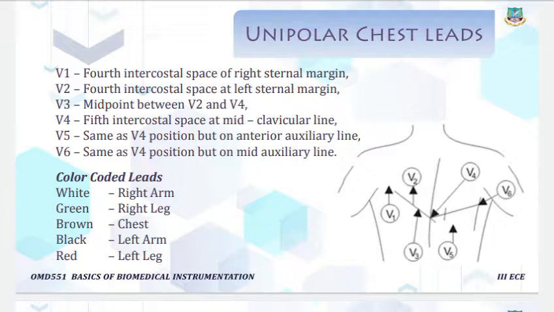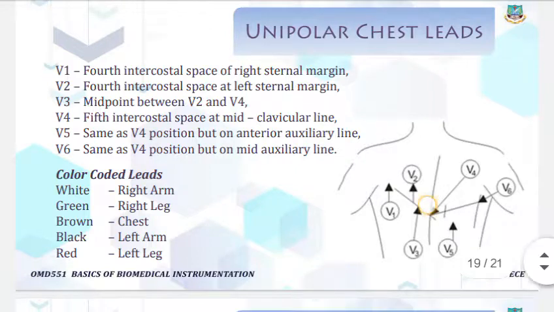V1 is the 4th intercostal space at the right sternal margin. That is the position where we place these leads. V2 is the 4th intercostal space at the left sternal margin. V3 is the midpoint between V2 and V4. V4 is the 4th intercostal space at the mid clavicular line. V5 is the same as the V4 position but on the anterior axillary line. V6 is the same as the V4 position but on the mid axillary line. These are the positions of the leads.